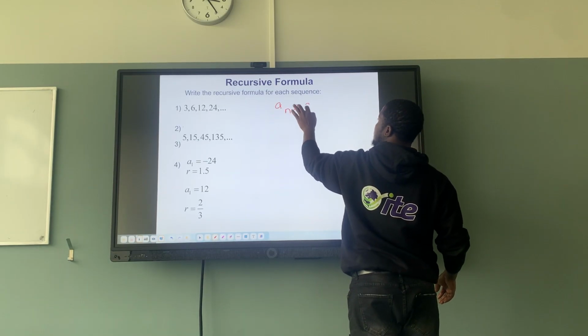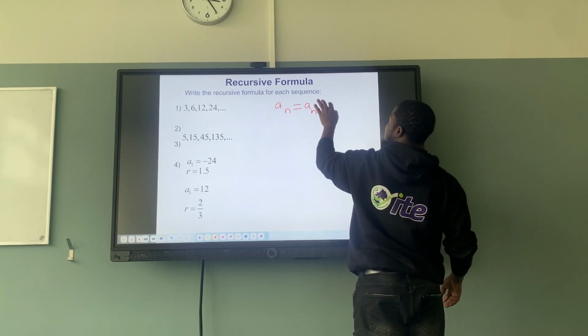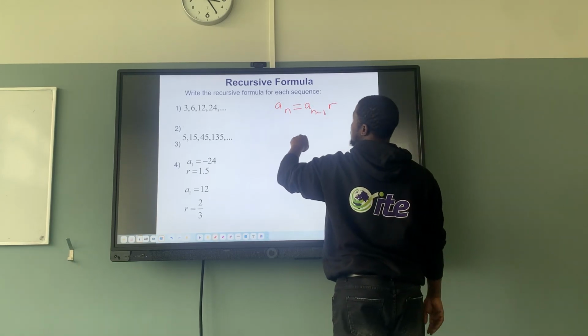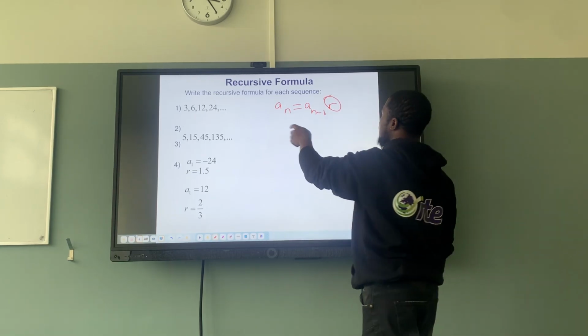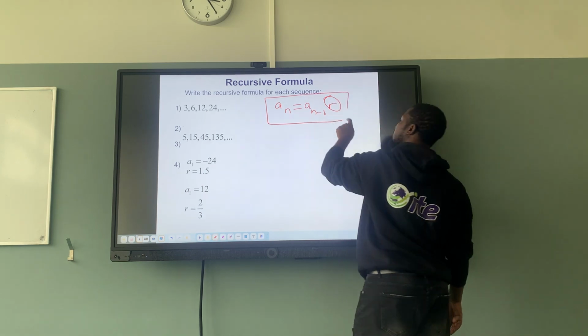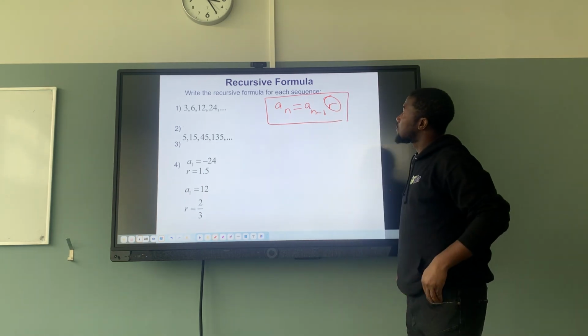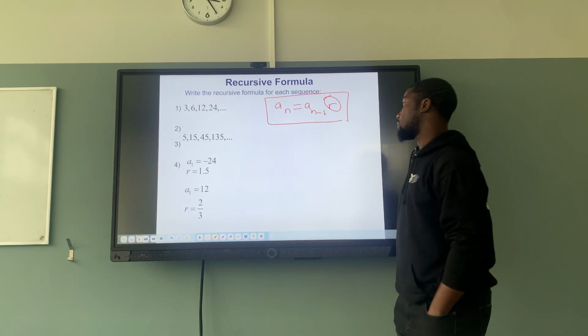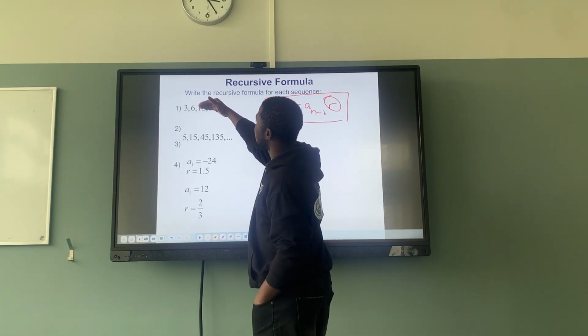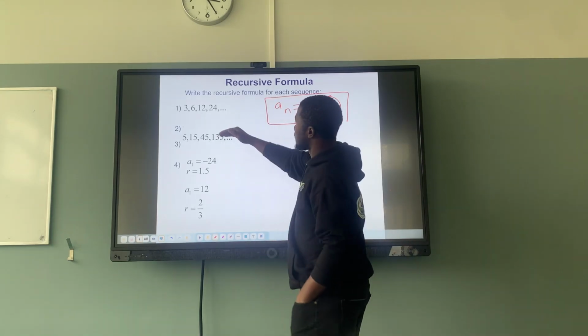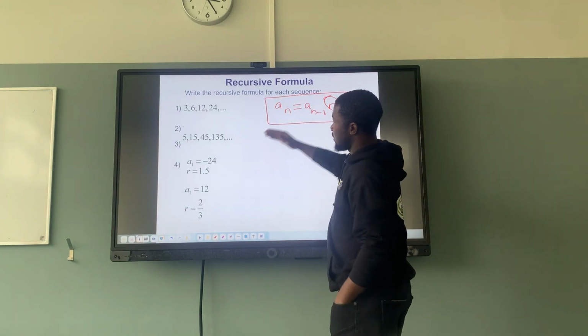a sub n is equal to a sub n minus 1 times r. So you need r. Once you get r, substitute it in the formula, and that gives you the recursive formula for each of the sequences. So look for r in this sequence and substitute it there. Here too, look for r and substitute it there.